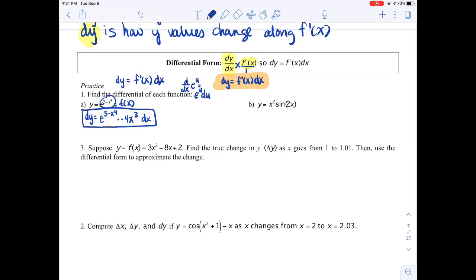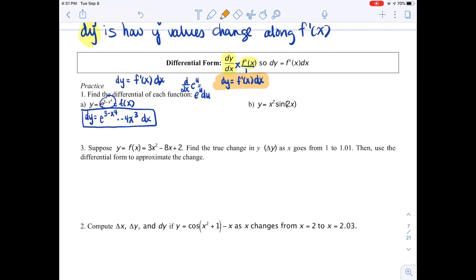Because right now we're just trying to get the concept of what these things are, not showing me that you can do computations by hand. So suppose you have the function f of x equals 3x squared minus 8x plus 2. Find the true change in y, which is delta y, as x goes from 1 to 1.01. Then use the differential form to approximate the change.